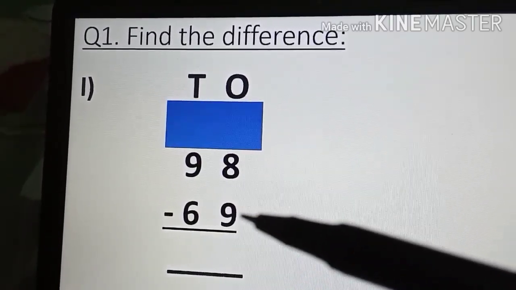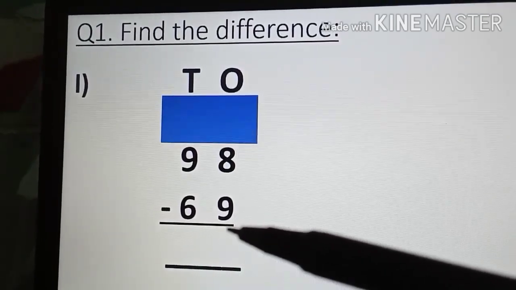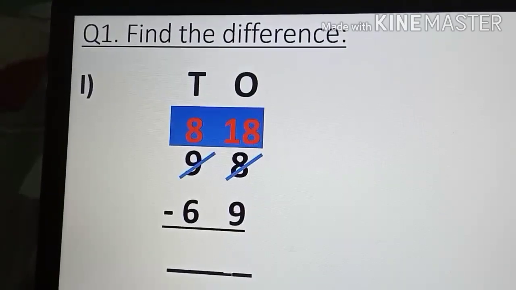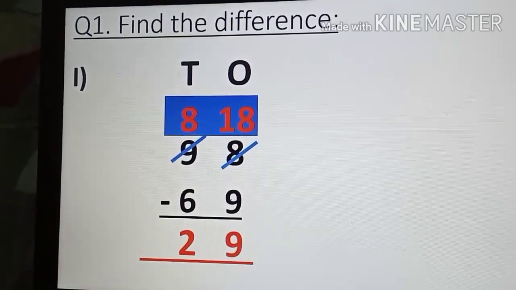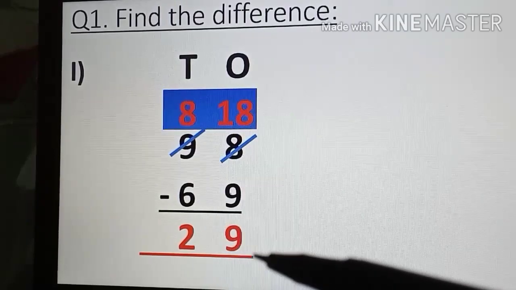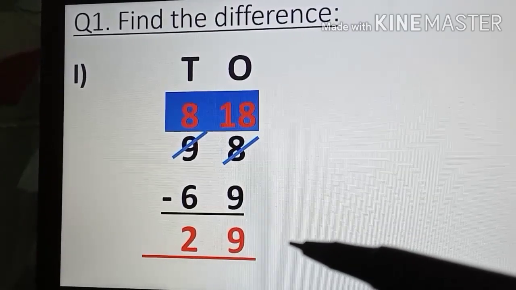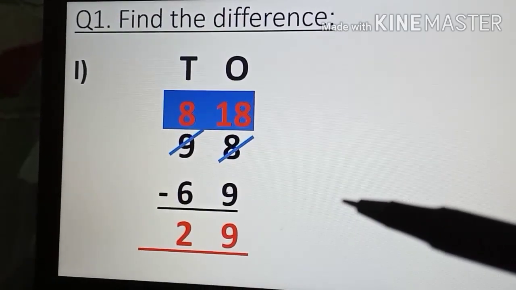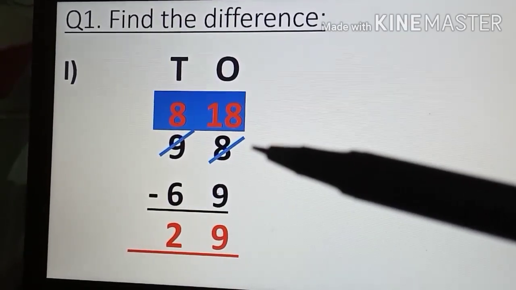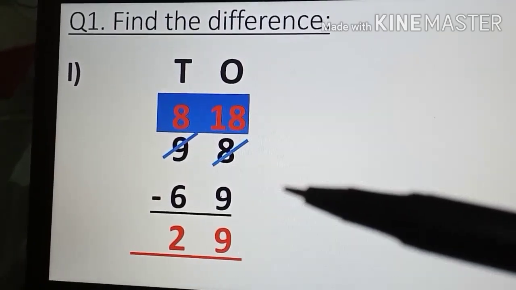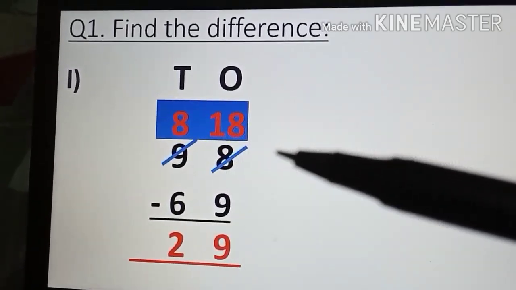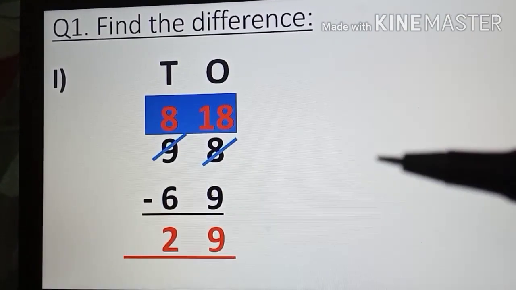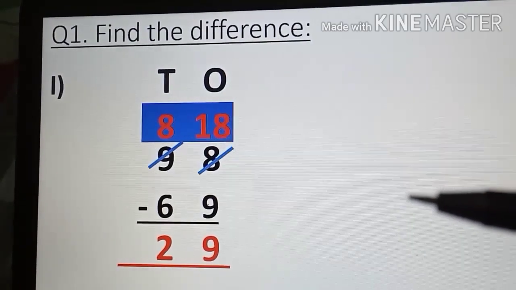So 18 ones minus 9 ones is your 9 ones. Write here 9. And here 8 minus 6 is 2. So write here 2 tens. So our difference is, children, 29. So our answer is 29. Okay. So children, whenever we are subtracting, we have to just note this thing, whether we need to borrow or we don't need to borrow. Okay. We have to be careful when we are doing the subtraction sum.